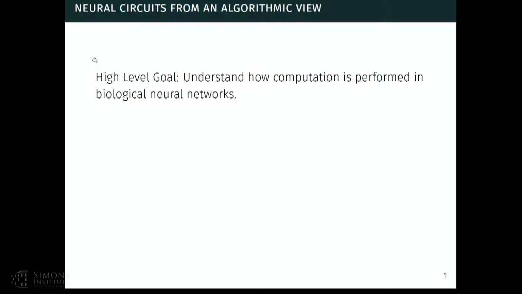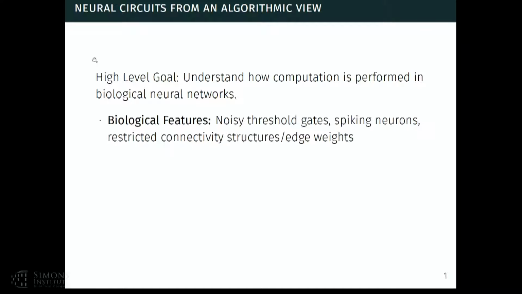So our high-level goal is very broad. We're trying to understand how computation is performed in biological neural networks, and specifically things like the human brain. The way we're doing this is we're defining network models or circuit models based on some biologically plausible features. So we're modeling neurons as noisy threshold gates that receive some input. When they're more excited, they're more likely to fire, and when they're less excited, they're less likely to fire. They're basically communicating by spikes between these neurons.